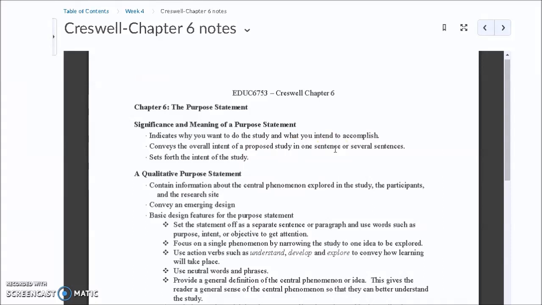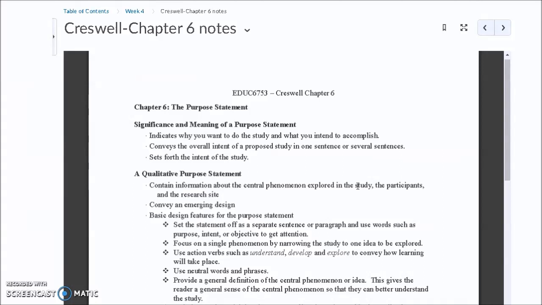Given the importance of the purpose statement, it is always good to have a separate few sentences or a paragraph about the purpose of the study. The purpose of the study is slightly different for qualitative and quantitative study, and we are going along with mixed method, which we are going to talk about. So in a qualitative study, the purpose statement gives the central phenomena that is explored in the study, the participants and the research site. So do you see how all the information is included in it?